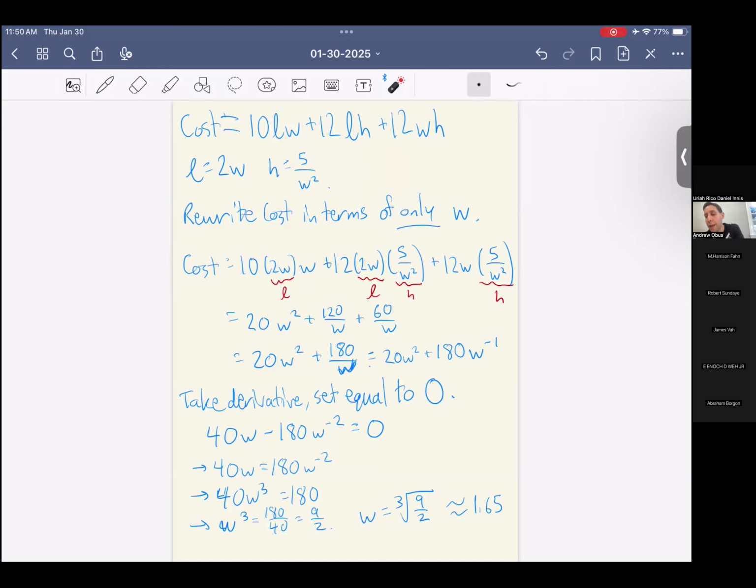Okay, and with a lot of these optimization problems, that's what happens. The hard part is not the calculus. It's not taking the derivative and setting it equal to 0. The hard part is actually setting the problem up so that you have the right function to take the derivative of. Okay. So any questions on this?